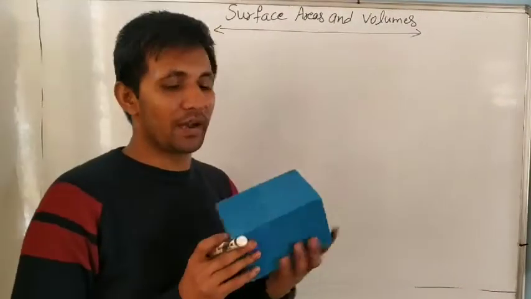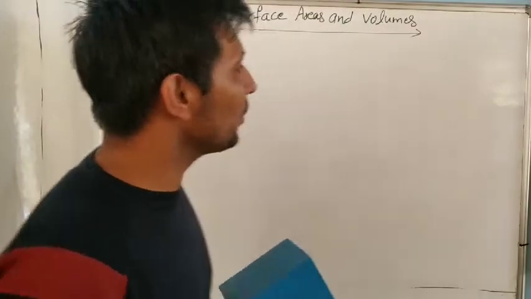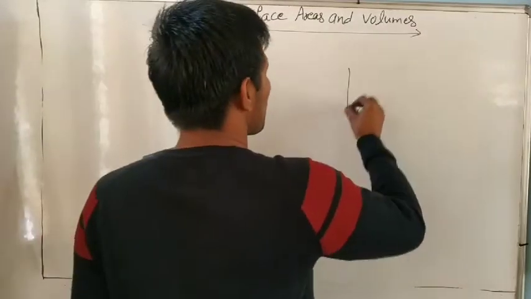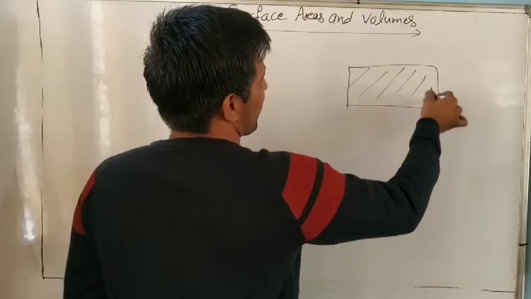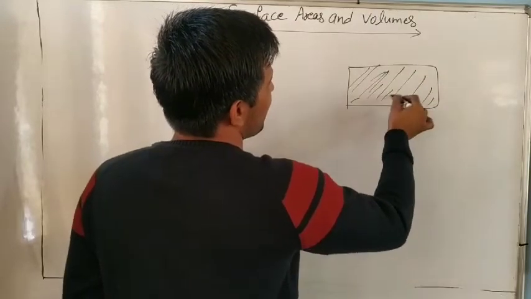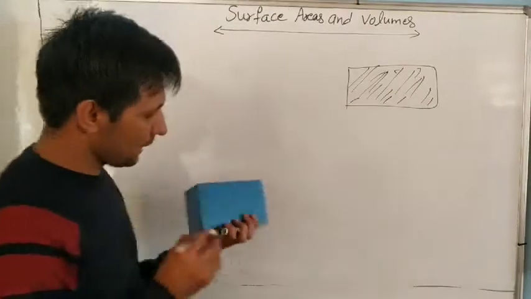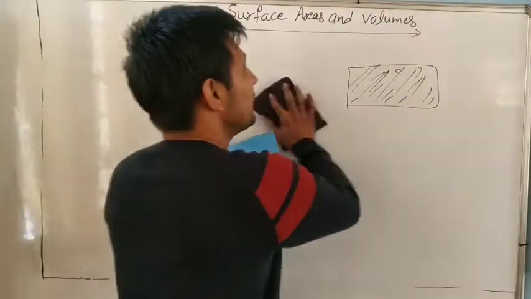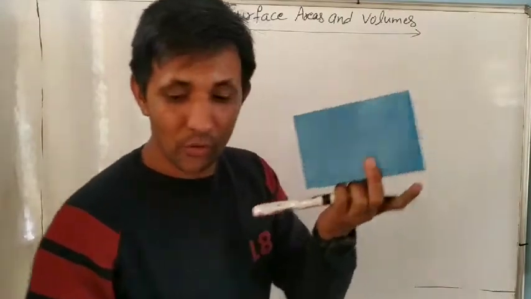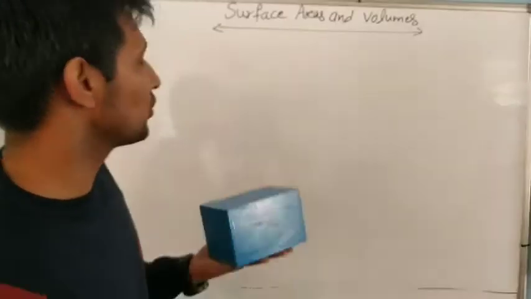First we will find the area. Everyone knows what area is. Area is the total area enclosed by the outer boundary. It is called area. Same as the area of a rectangle, it is the same for a cuboid, so it is called surface area.